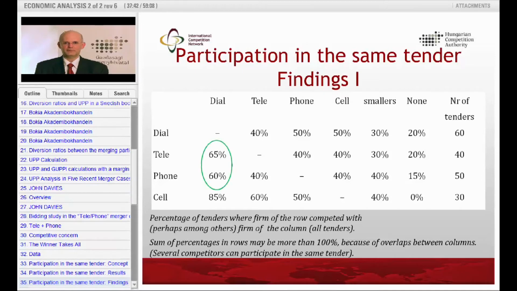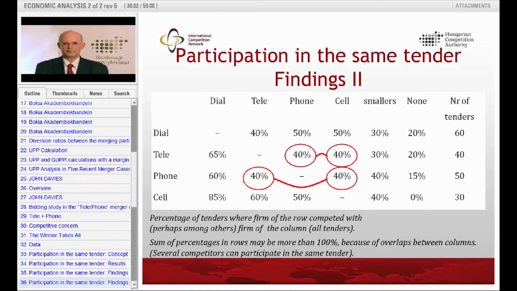In each row, the numbers in the column of Dial are by far the biggest. This suggests that Dial imposes the strongest competitive pressure on other competitors. Within that, Dial seems to impose stronger competitive pressure both on Tele and on Phone than they impose on each other.